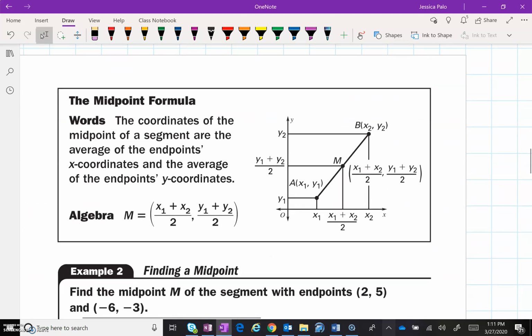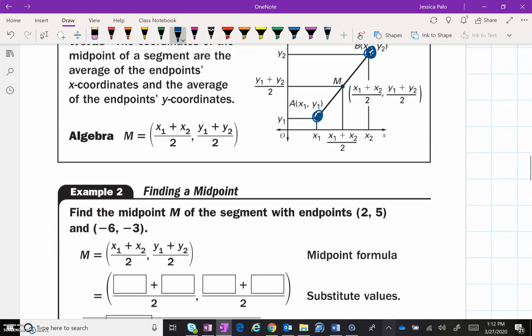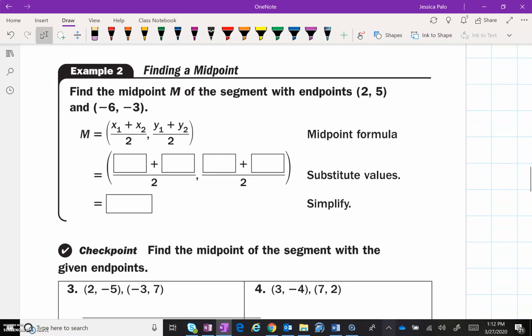All right, moving on to the midpoint formula. So now, instead of finding the distance between 2 points, we are going to find the middle coordinate of those 2 points. So if we have a point here and a point here, we want to find the coordinate of the point directly in the middle. So the midpoint formula is just that. It's another formula.